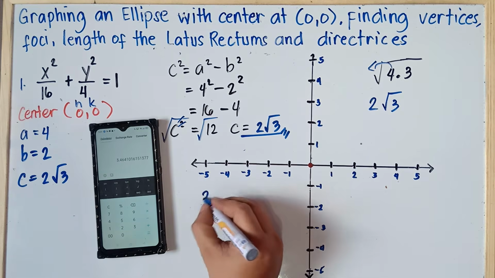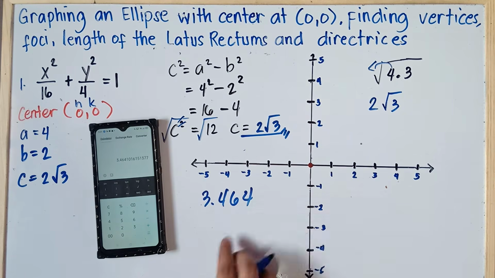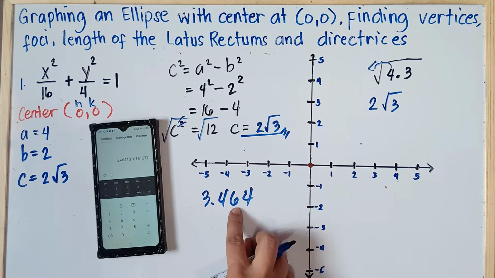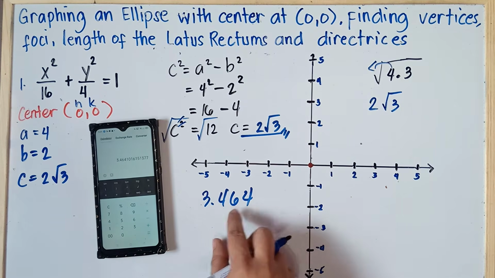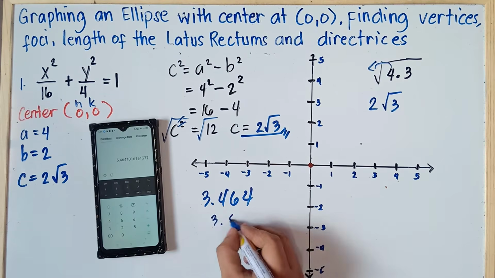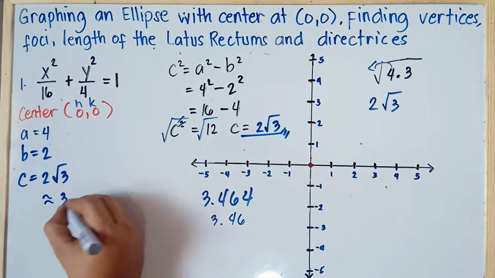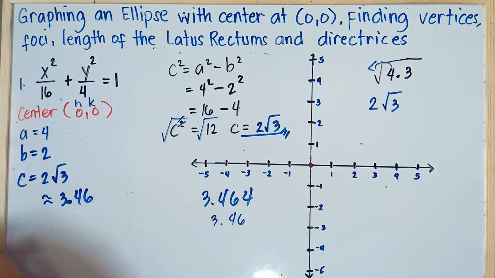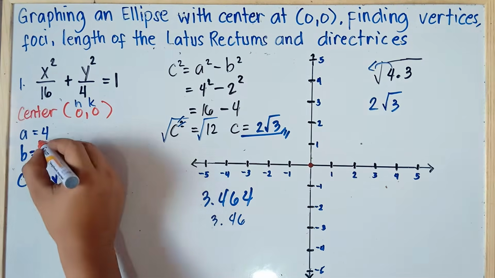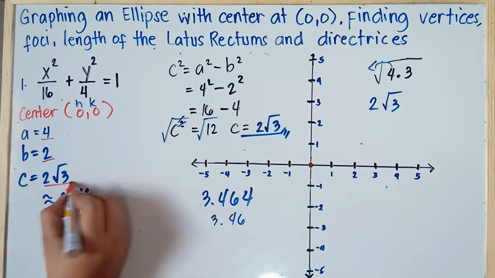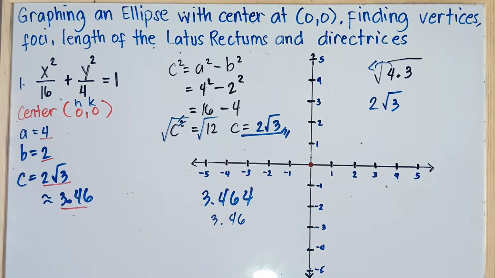3.464. After 4, that's 6. After 6, that's 4. So we need to round down. Simply copy 6. After 6, that's 4. If this is 5, we can round up. This is 7, but since this is 4, round down. Simply copy 3.46. So this is approximately 3.46. Alright, so we have our a, we have our b, we have our c, approximately 3.46.